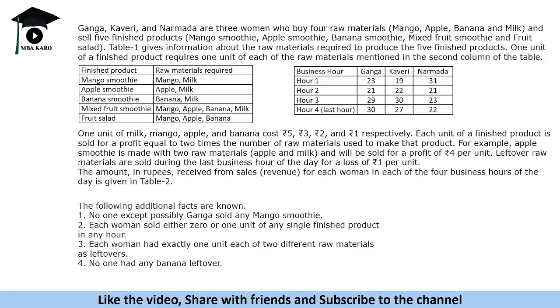It says that Ganga, Kaveri, and Narmada are three women who buy four raw materials: mango, apple, banana, and milk, and sell five finished products. These are the products given to us.